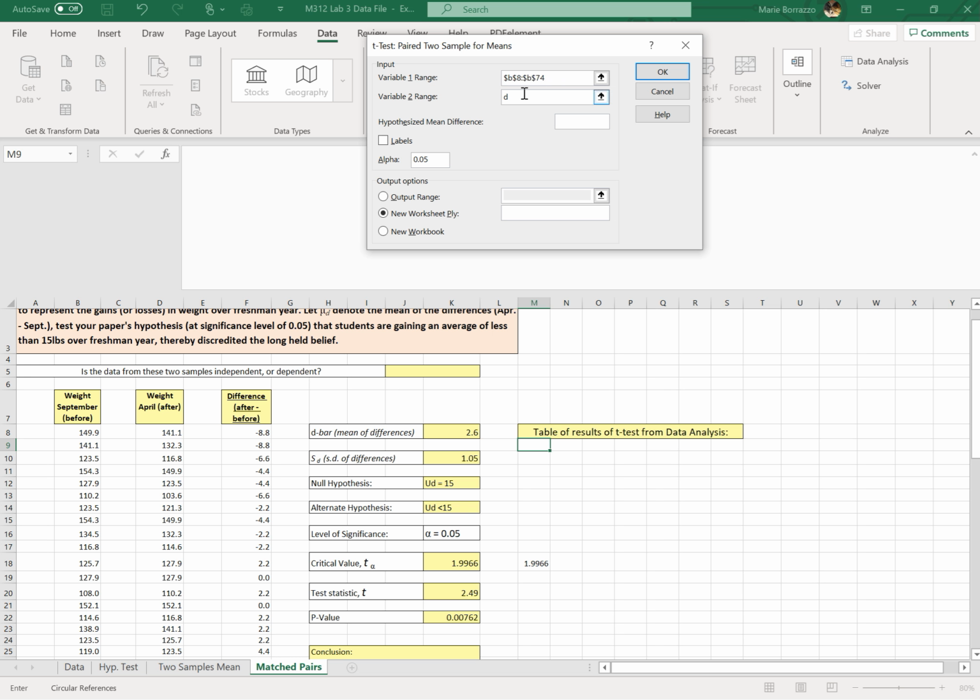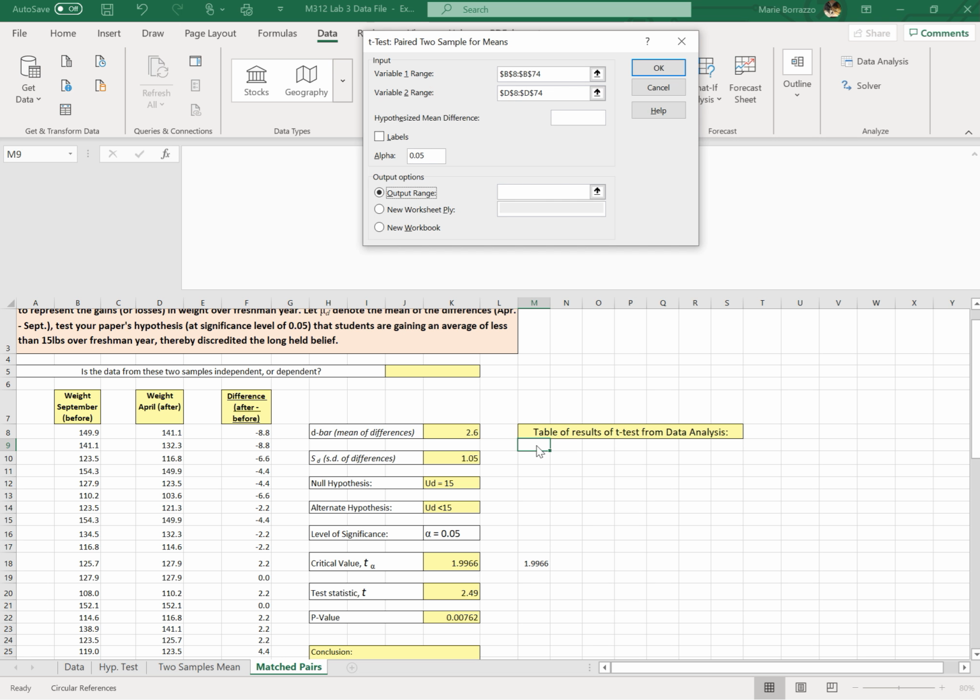That should be over here. So, dollar sign D, dollar sign 8 colon, dollar sign D, dollar sign 74. It should match. We want 0.05 because it states it right here. We're not recognizing data labels. I want the output right here in M, so I'm going to use M9. Hit OK.